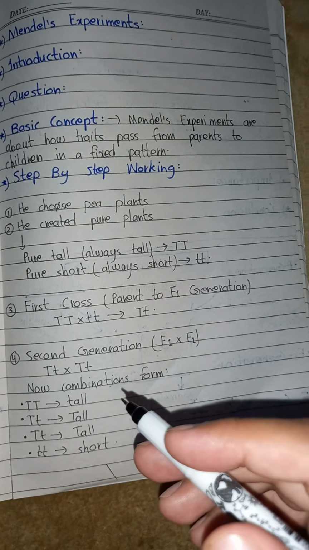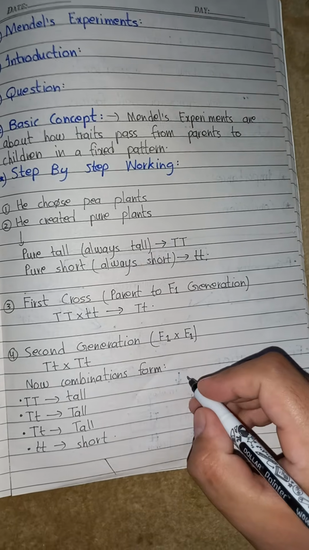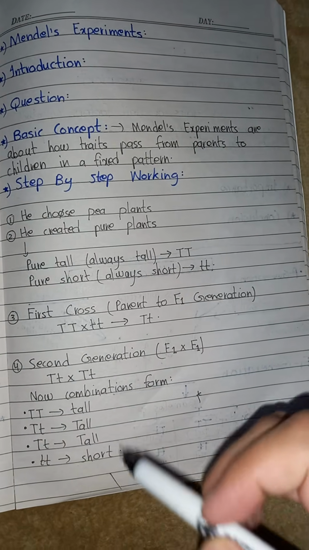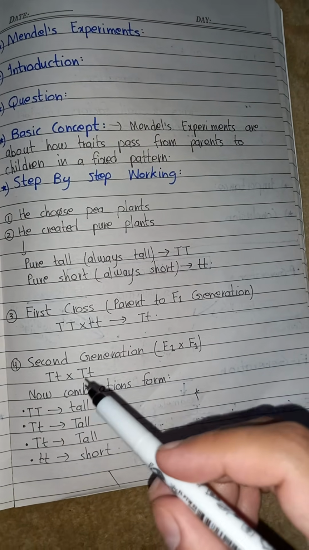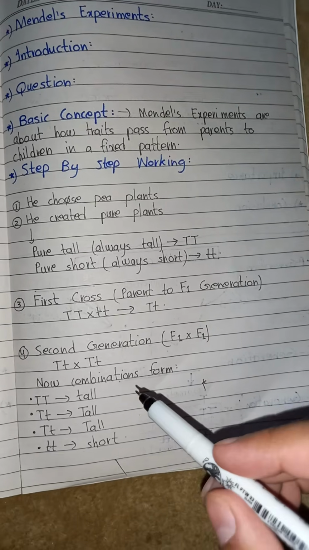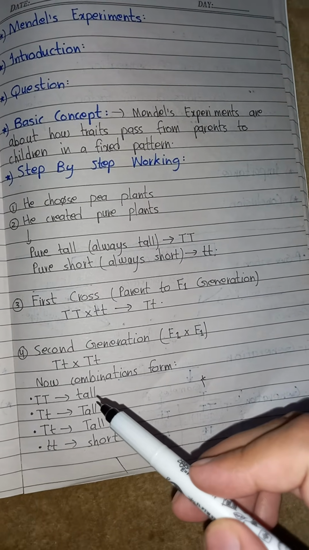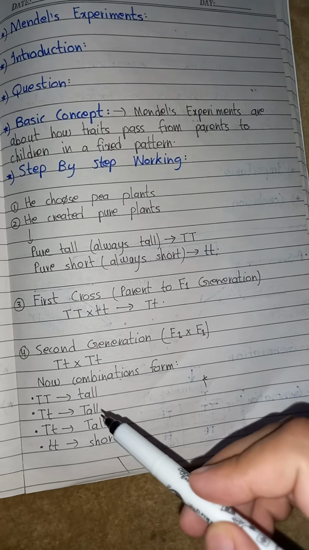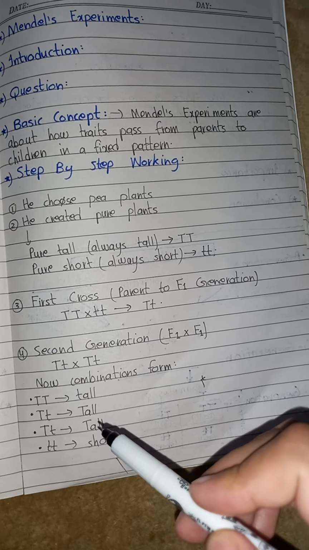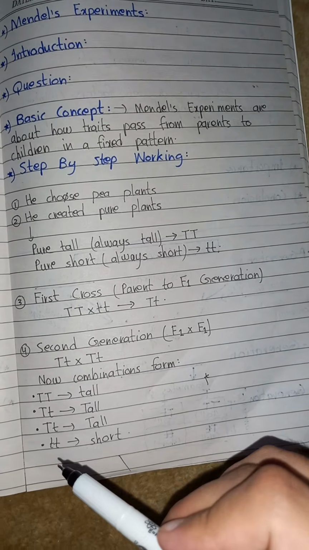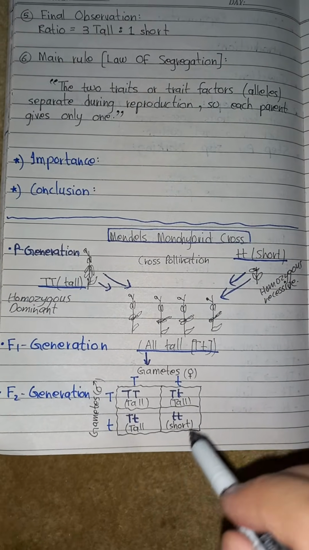Now in step number 4, the second generation, which is F1 multiplied by F1. Or you can say that the capital T small t combination multiplied by the capital T small t combination. Because of this, these combinations form. So this is the capital T, this one, tall also. And the capital T small t, this is also tall. Capital T small t, this is also tall. These three are tall. And then the small tt, this is short. So these are all the combinations in the F2 generation.